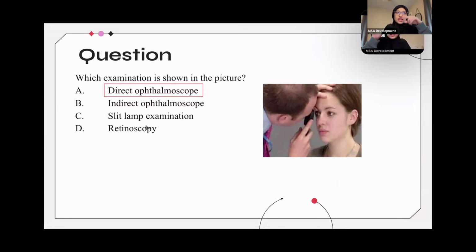Slit lamp is like a lamp, and then you shine it through the eye and you see it. Retinoscope is something else. It's more detailed. It looks at the retina in much more detail, okay? But for you to know, because this came up in an exam before.